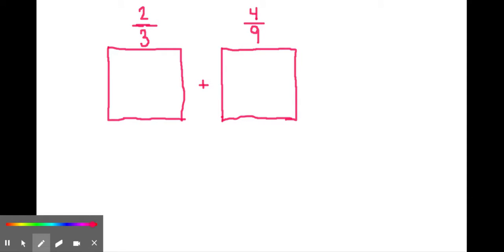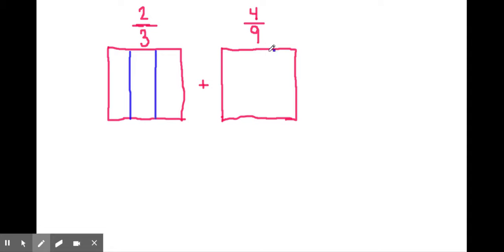Here's one more example. We have 2/3 plus 4/9. Now, this one is going to be a little different because 9 is actually a multiple of 3. We're going to subdivide each area model like we would normally do. So I'm going to choose a different color. And I'm going to subdivide it into thirds using my denominator vertically. And I'm going to subdivide my second area model into ninths horizontally.